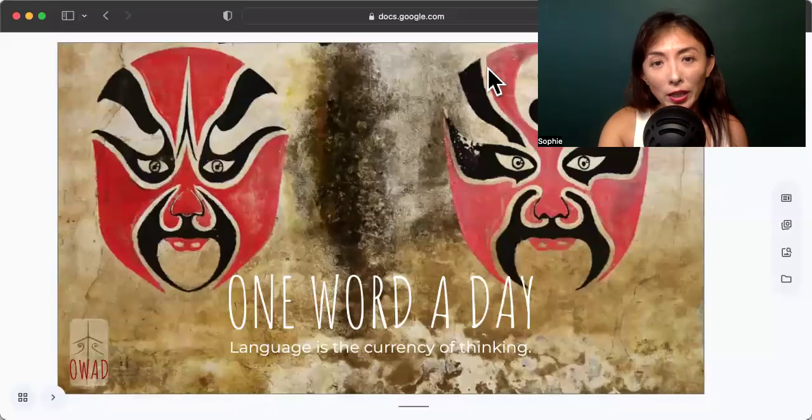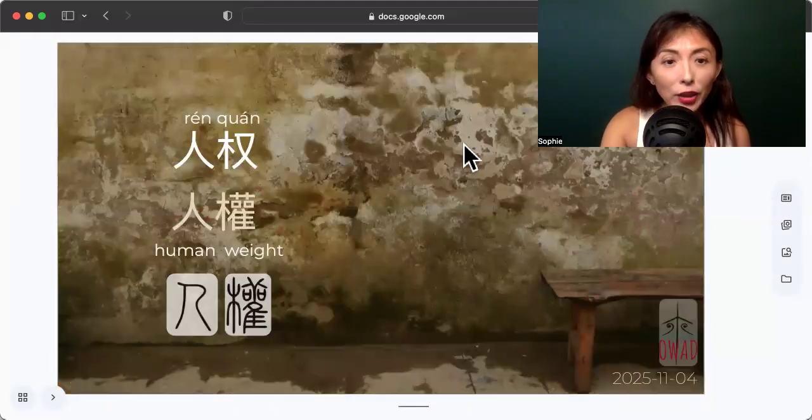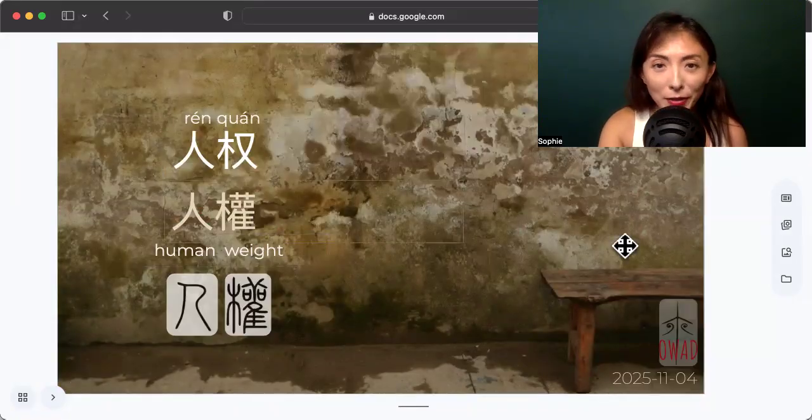Let's continue exploring ocean/industrial age concepts. And today's concept is 人权, human right. And this right concept was originally about weighing something. So I translate it as human weight, but probably weighing is a better translation.